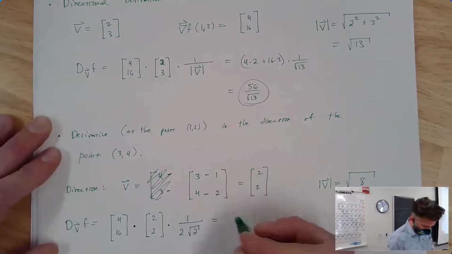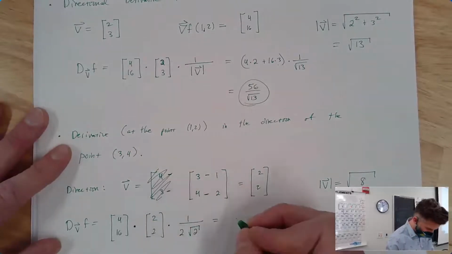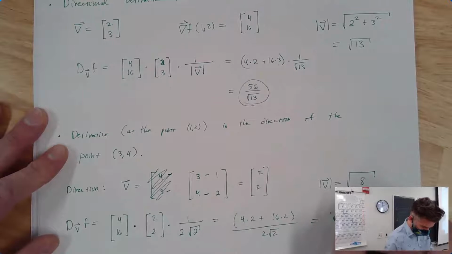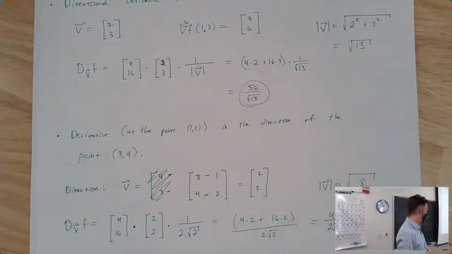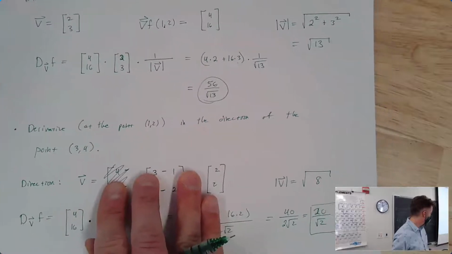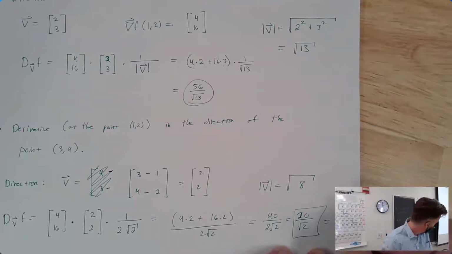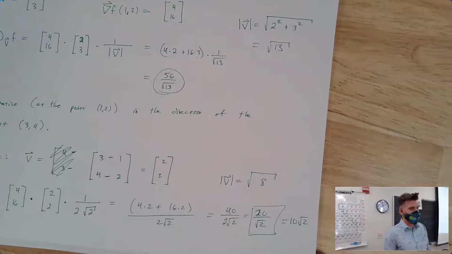So you could even break this down just to 1, 1. You cancel the 2 with the 2 there, but let's just do 4 times 2 plus 16 times 2 divided by 2 root 2, and get 8 plus 32, which is 40 over 2 root 2, which is 20. I would probably not worry about rationalizing that, although you could write it as 20 root 2 over 2, which is 10 times the square root of 2. I don't really care about that. Someone might care though.